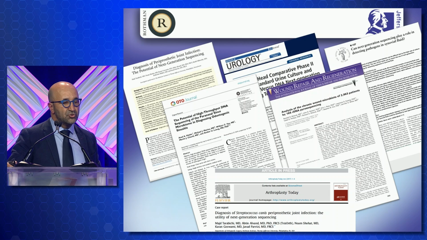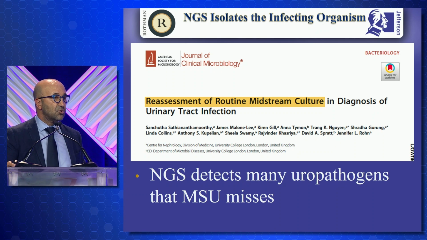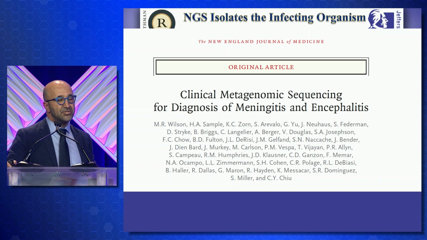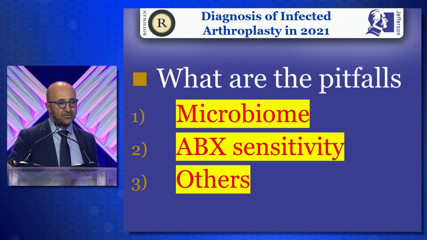There have been a huge number of publications in the field in orthopedics, but other fields are way ahead of us. This is a paper in urology that shows when NGS was used to isolate organisms, it had a better outcome, and it was able to isolate organisms in a lot of these so-called negative culture urinary tract infections. In the field of neurology, this is a New England Journal of Medicine paper, again showing that NGS was more capable of isolating organisms when culture failed.